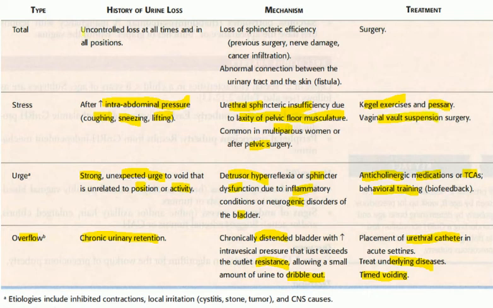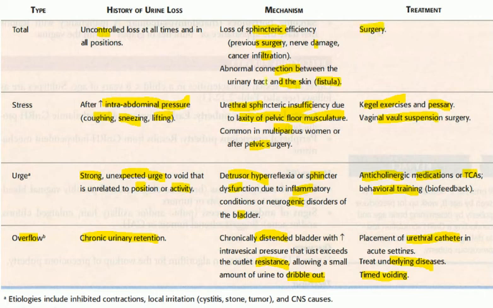Total, you just remember, total will be loss at all times in all positions, uncontrolled loss. So there will be loss of sphincter function. The patient may have previously gone through surgery, nerve damage, cancer infiltration, or an abnormal connection between the urinary tract and the skin. So there will be a fistula. Here we need to do surgery.